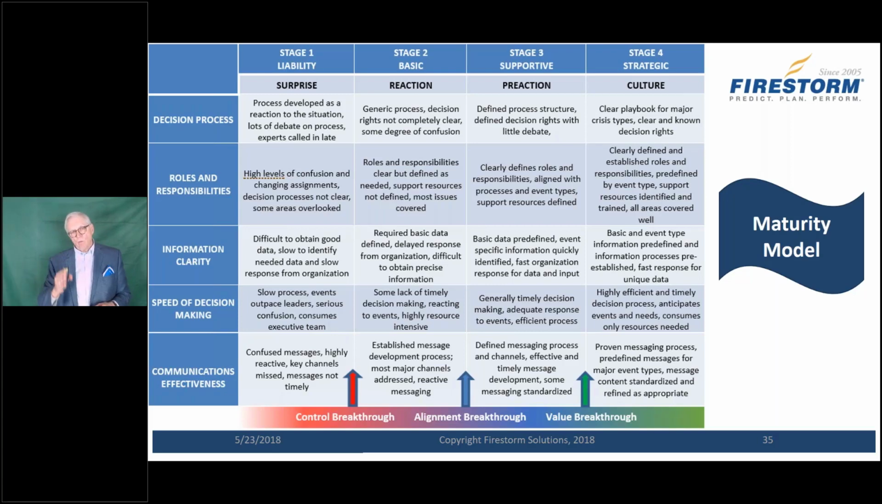Every time you move from one stage to the next higher, you have a breakthrough. Going from a stage 1 to a stage 2, that's a control breakthrough. From 2 to 3 is an alignment, and finally from 3 to 4 is a value breakthrough. You are in the position you're in because somebody felt you could bring value here. We've covered a lot of ground.